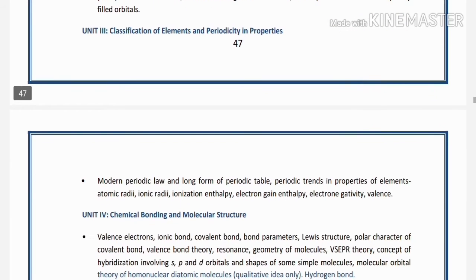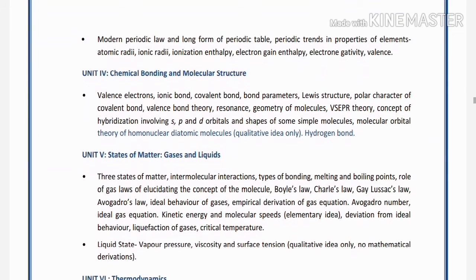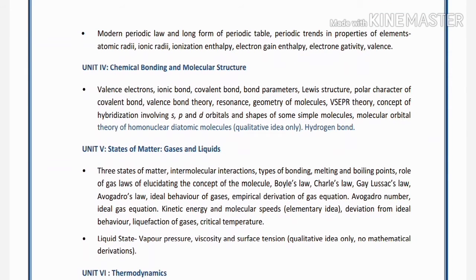Unit 3, classification of elements and periodicity in properties. Modern periodic law and long form of periodic table, periodic trends in properties of elements. Atomic radii, ionic radii, ionization enthalpy, electron gain enthalpy, electronegativity, valence.